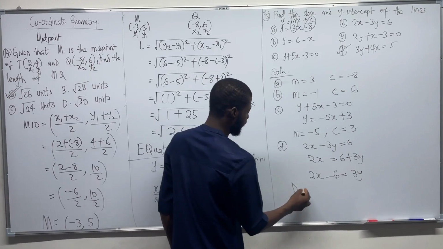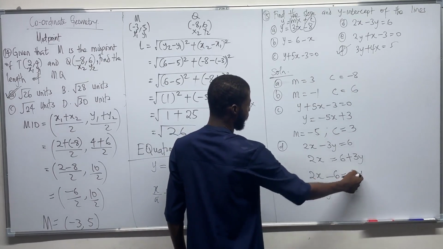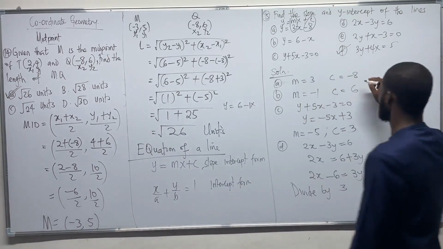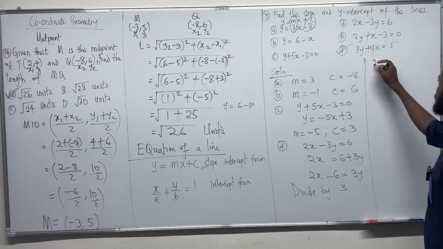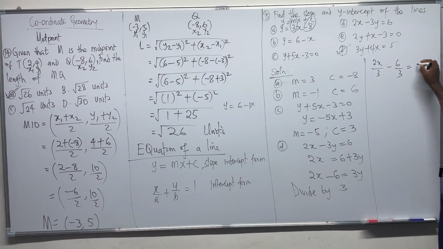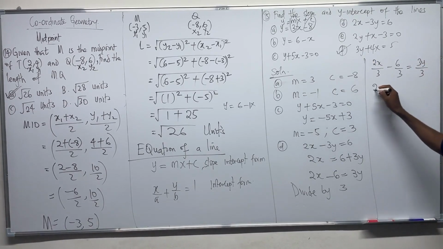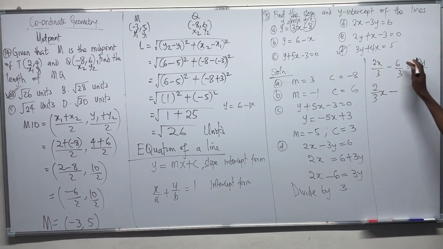So divide by 3, because this is 3y. So this becomes 2x divided by 3 minus 6 divided by 3 equals 3y divided by 3. So this becomes 2/3 of x, 2 over 3x, minus all the 6 over 3. That's 2. Equal to, we cancel out 3, so this is y.